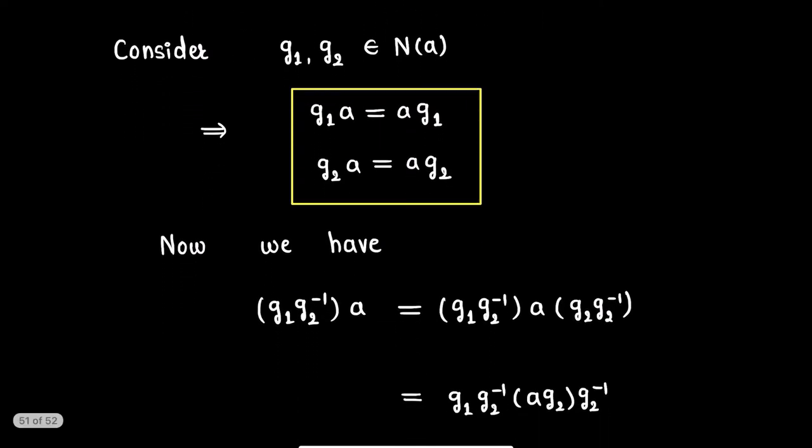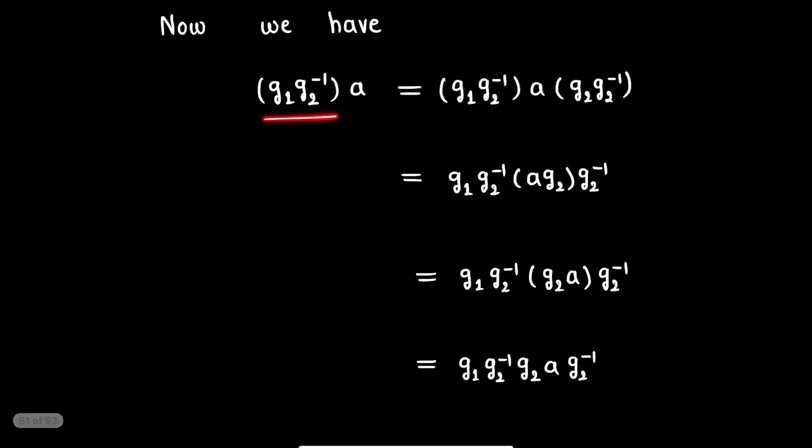So, we can proceed further. Now, consider two elements, say g1 and g2, in the normalizer of a. This implies g1 commutes with a and g2 commutes with a. Now, to show the normalizer of a is a subgroup, we have to show that g1 g2 inverse is again a member of the normalizer of a. So, we will do that.